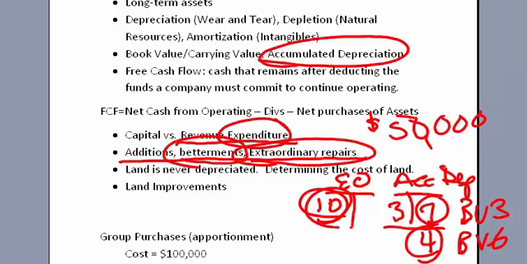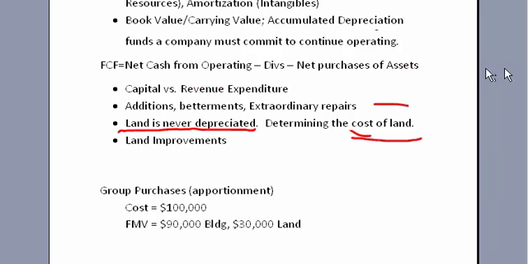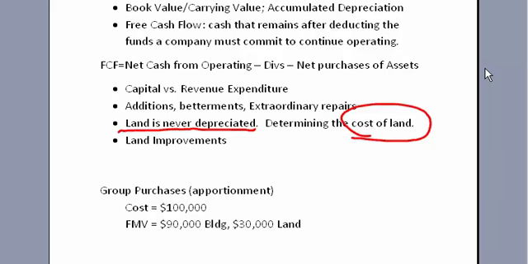The next item then, land, is never depreciated. So we never have a depreciation expense for land. What does come into play is the cost of the land. The cost of the land is going to be anything such as the cash that we paid for the land. Then if we have any lawyer's fees or filing fees, that goes into the cost of the land.